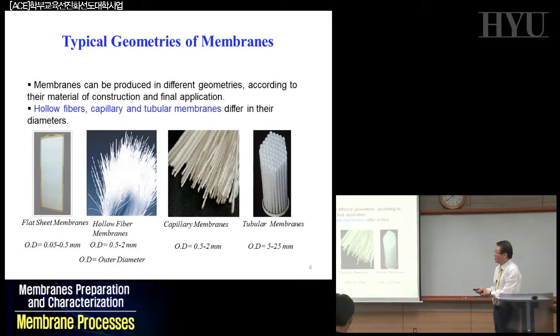So you can have a flat membrane, or a hollow fiber membrane, or capillary membranes, and depending upon the diameter of your outer dimension, we call this a hollow fiber, or capillary, or tubular membrane. If you have a few millimeters or above, we call that a tubular membrane. Flat membrane is one of the examples.